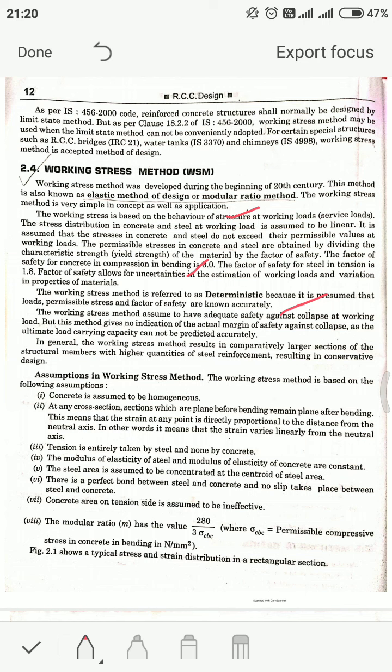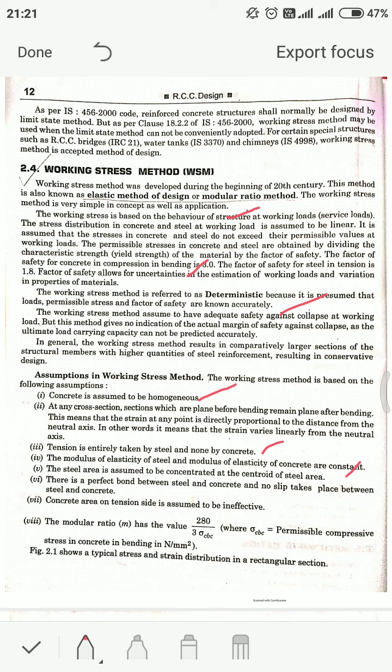So, assumptions in the working stress method. The working stress method is based on the following assumptions. Concrete is assumed to be homogeneous at any cross section. Sections will remain plane after bending. Tension is entirely taken by the steel, none by the concrete. The modulus of elasticity of steel and the modulus of elasticity of concrete are constant.